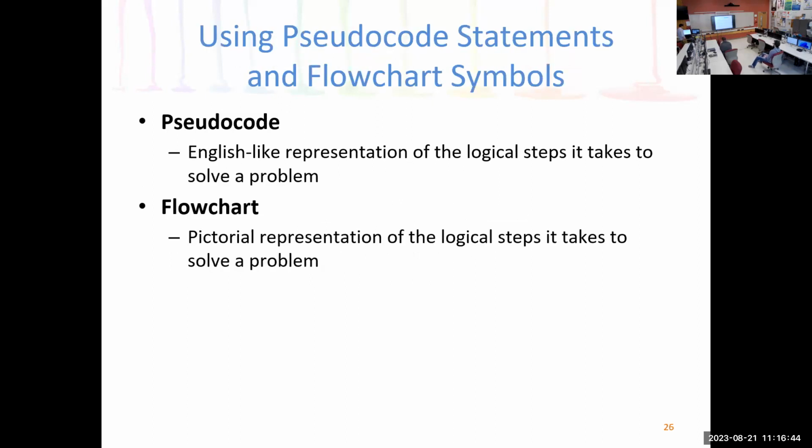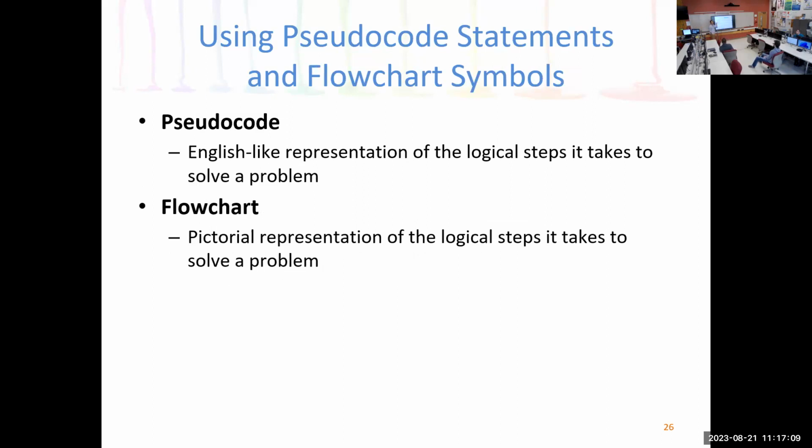Now, about the planning. The first step is understanding the problem. The second is understanding the logic. Then making a plan. Normally, you have two ways to do it. The first one is pseudocode, the second one is a flowchart. So what is pseudocode? Pseudocode is an English-like representation of the logical steps it takes to solve the problem.